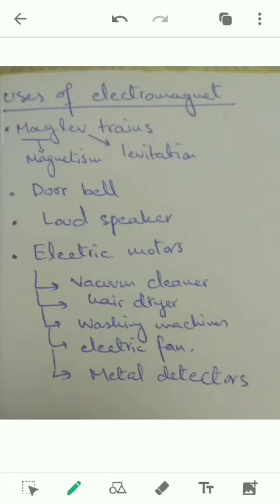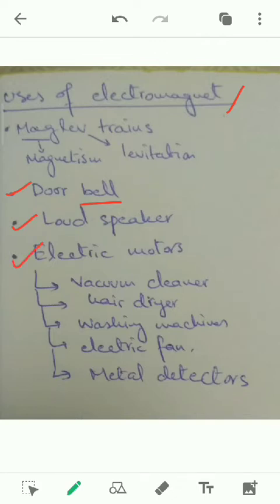There are many uses of electromagnets. The simple ones are here, just like a doorbell. The doorbells at our homes are basically using electromagnets. When you turn on the switch, you're allowing the current to pass through the circuit, which causes the iron bar inside to turn into a magnet and cause the bell sound. Then you have a loudspeaker which also uses an electromagnet inside.